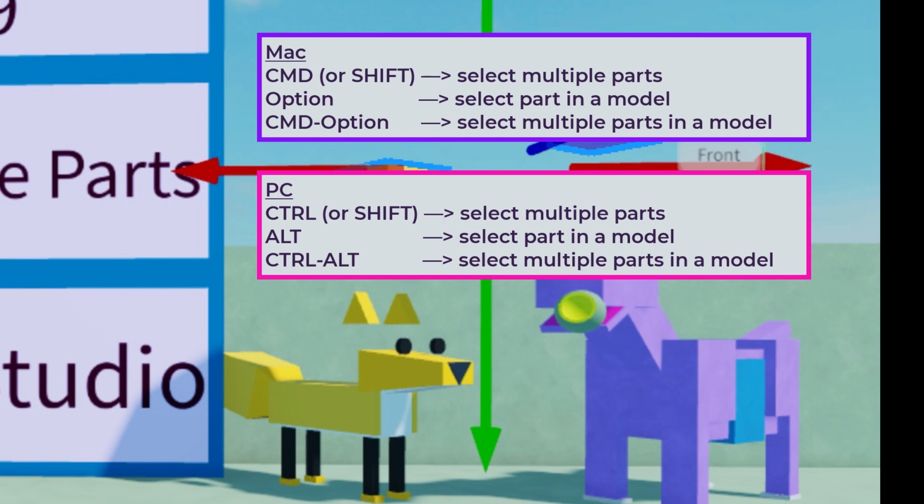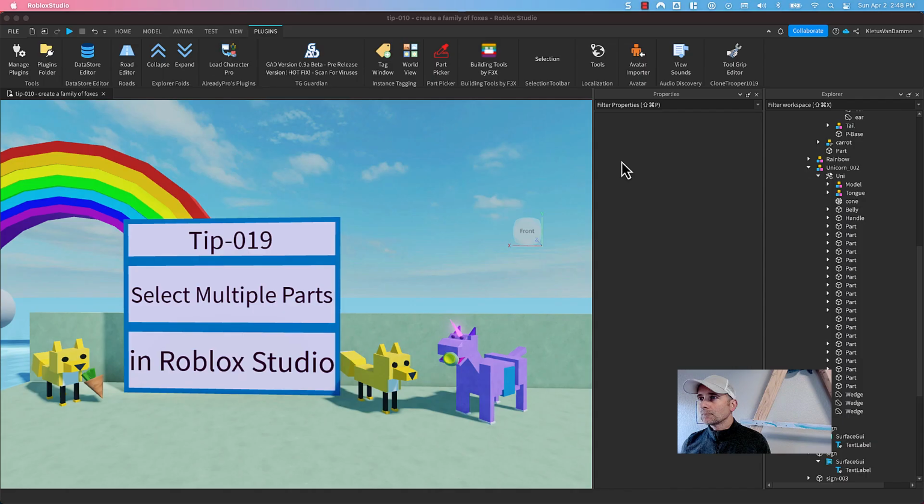Here's the cheat sheet. On a Mac, to select more than one part, hold down Command and then select the parts. On a PC, it's Control. If you want to select a part within a model, which is a little bit trickier, hold down Option and then click the part within the model, like if you want to click the nose on the unicorn. On a PC, it's Alt. If you want to select multiple parts in a model, like the unicorn's nose and its leg, hold down Command and Option.